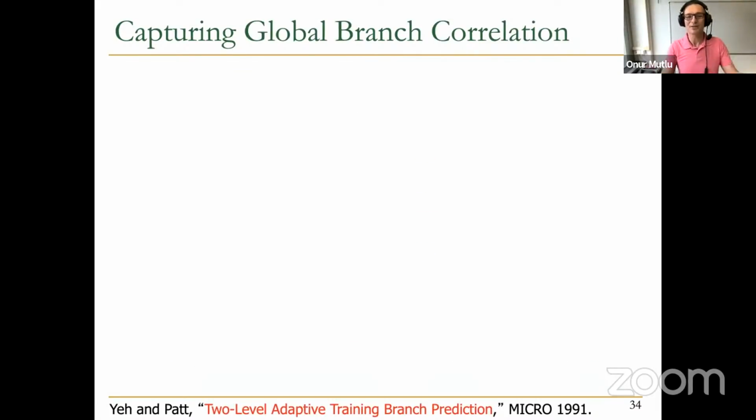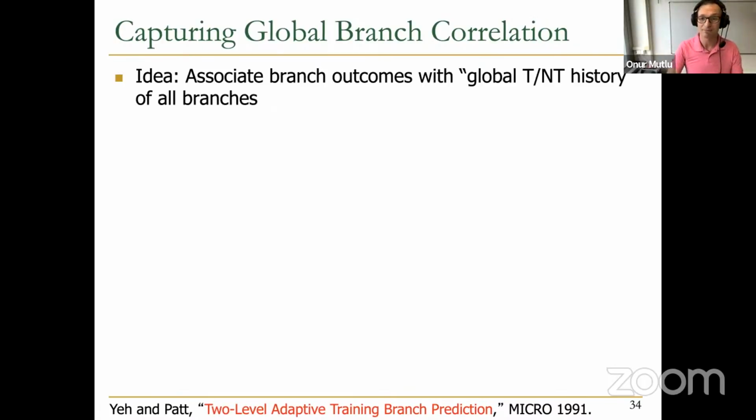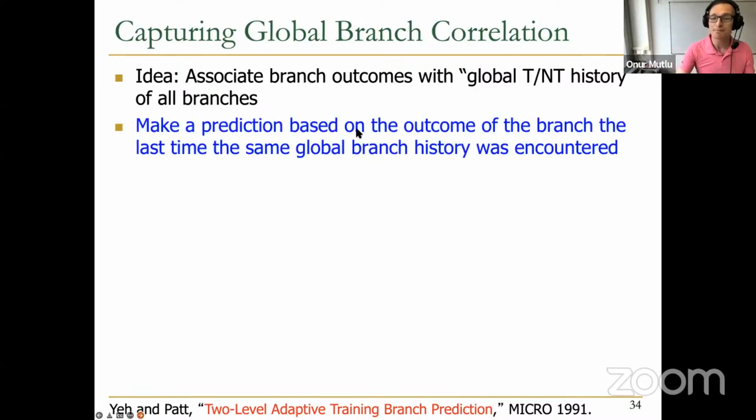Okay, so I've given you some intuition as to global branch correlation. Now let's talk about how to capture it. Capturing it is actually not that hard. We're going to have another level of history, which is called the global history register, or global register in your reading. We associate branch outcomes with the global taken, not taken history of all branches. So we make a prediction based on the outcome of the branch the last time the same global branch history was encountered. And global branch history is a bit vector, basically. It encodes the taken, not taken history of the last n branches.